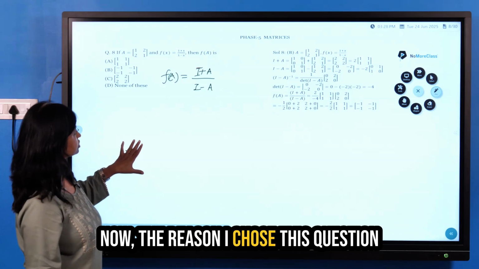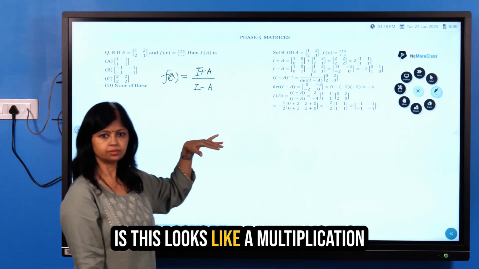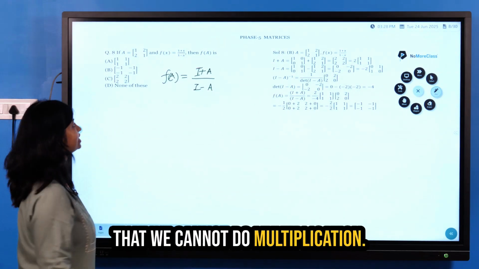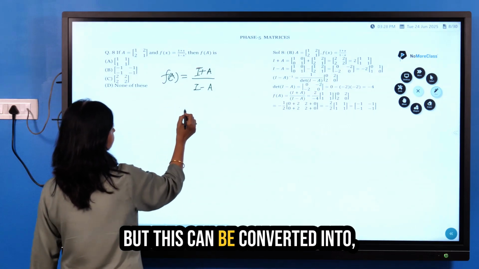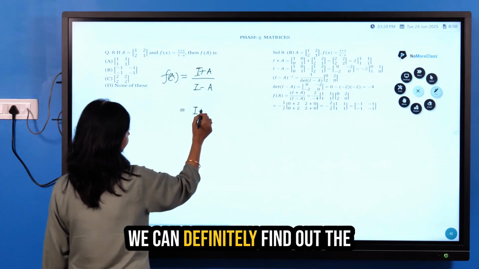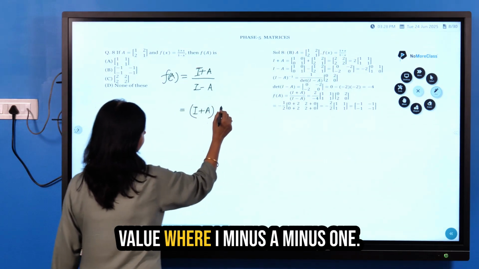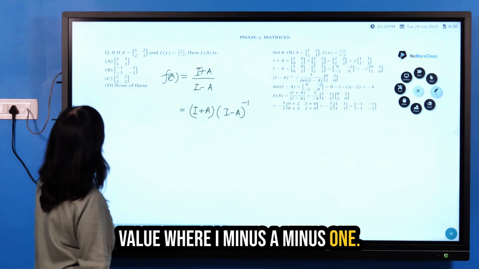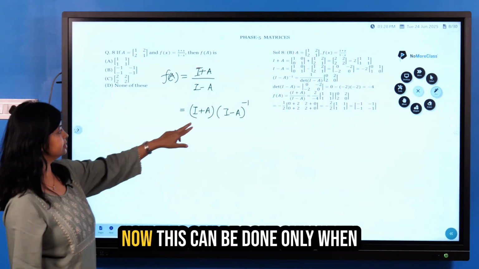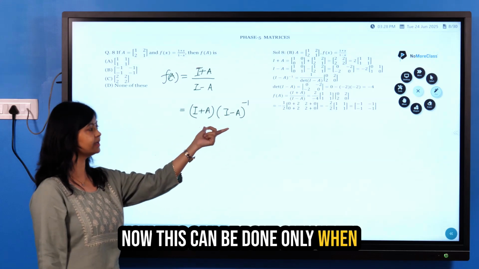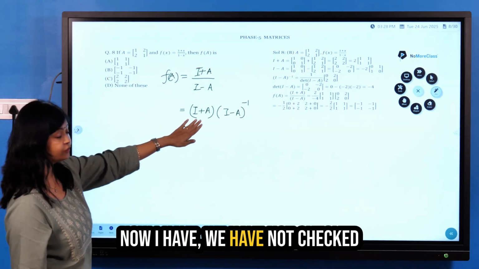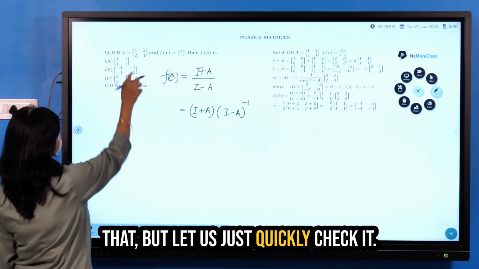Now, the reason I chose this question is this looks like some division question, but we already know that we cannot do division with matrices. But this can be converted, and we can definitely find the value as (I plus A) times (I minus A) inverse. Now, this can be done only when I minus A is an invertible matrix. We have not checked that, but let us quickly check it.